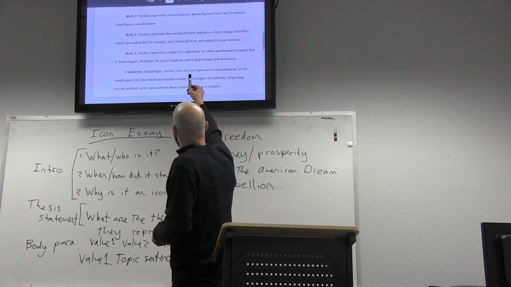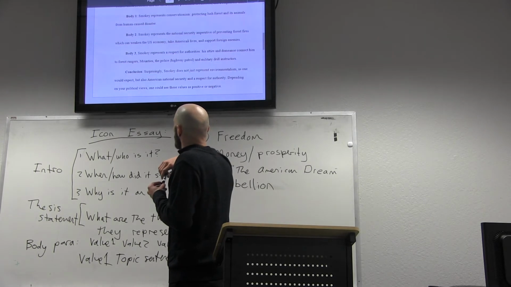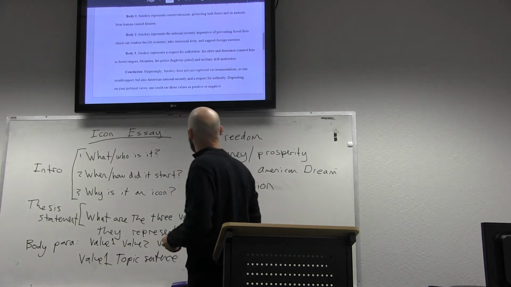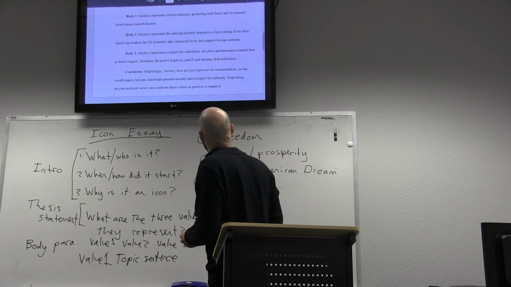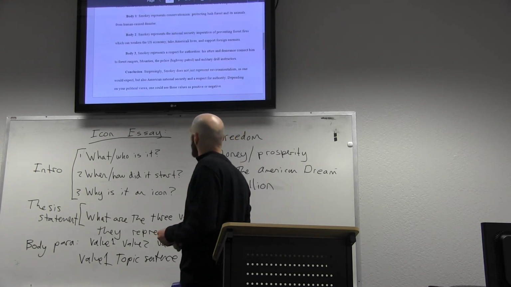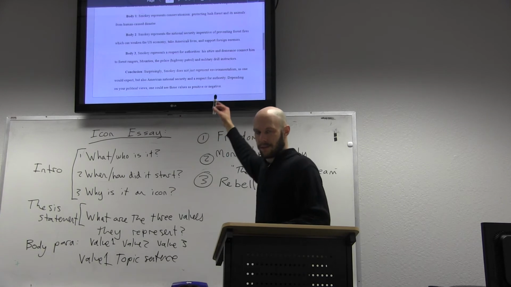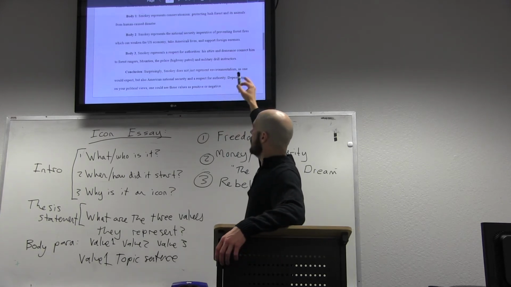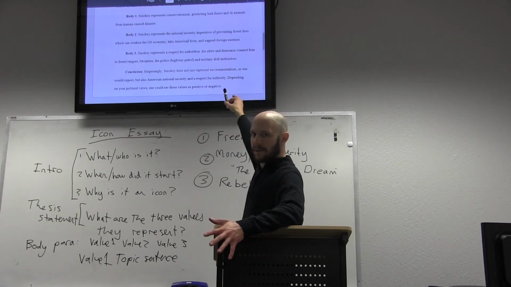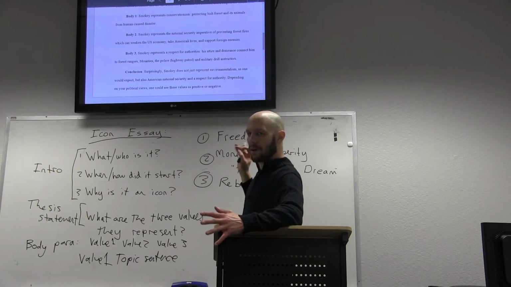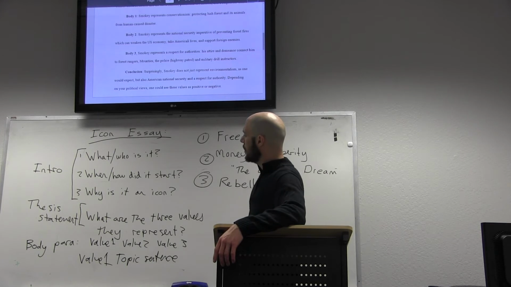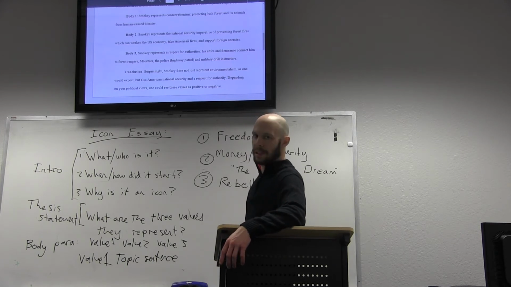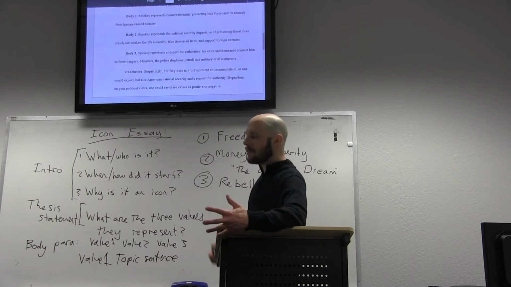So take a look at topic sentence 2. Smokey represents the national security imperatives of preventing forest fires, which can weaken the U.S. economy, take American lives, and support foreign enemies. Now, I don't have evidence to back this up. But that's not what a topic sentence is about. A topic sentence is just saying what you're arguing. It's very clear what your argument is. And it answers how or why. So you don't want a topic sentence to be a question. You don't want a topic sentence to be a statement of fact. It needs to be argumentative.